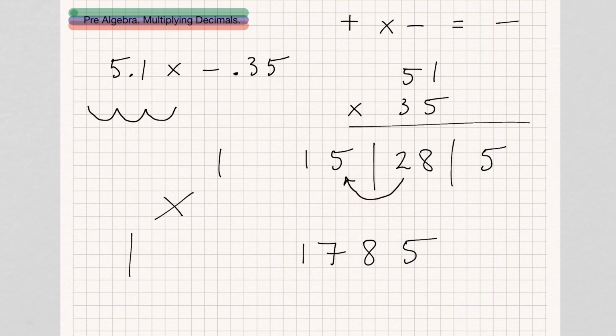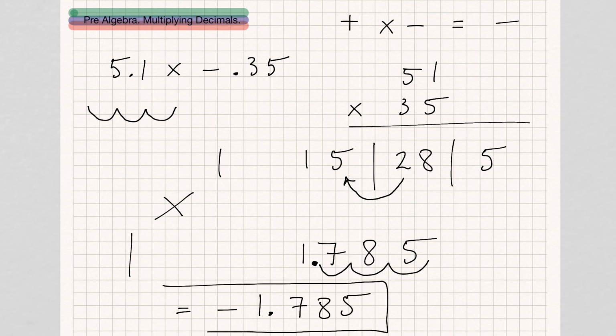Now all we need to do is put that decimal back in and tack on a negative sign. So here we have 1, 2, 3. It looks like we get our answer as negative 1.785. Remember we have this negative sign because we have a positive times a negative, which gives us a negative answer.